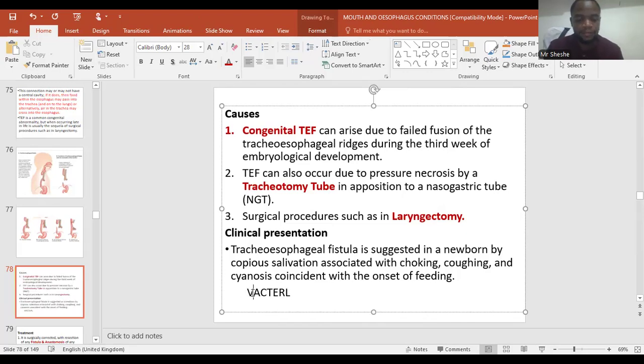So you have to check the vertebral column, that's number one. Next, check the cardiovascular system. So V, vertebral column. C, cardiovascular system. T is trachea. E, esophagus. Then R stands for the renal system. Then L stands for limbs. So VACTERL. Okay, like that. So it has to be assessed.